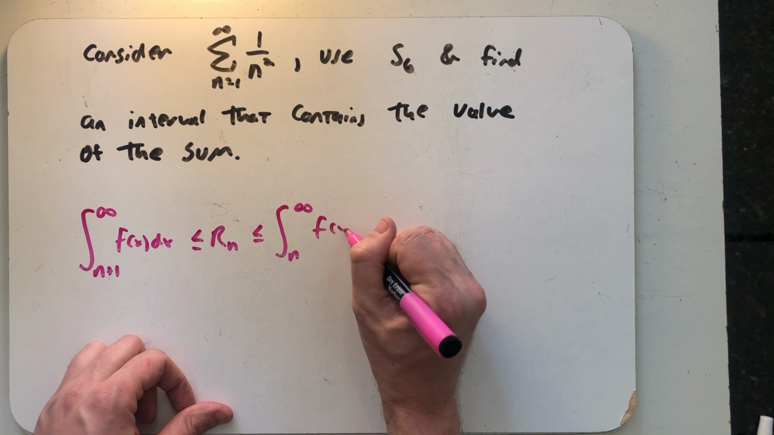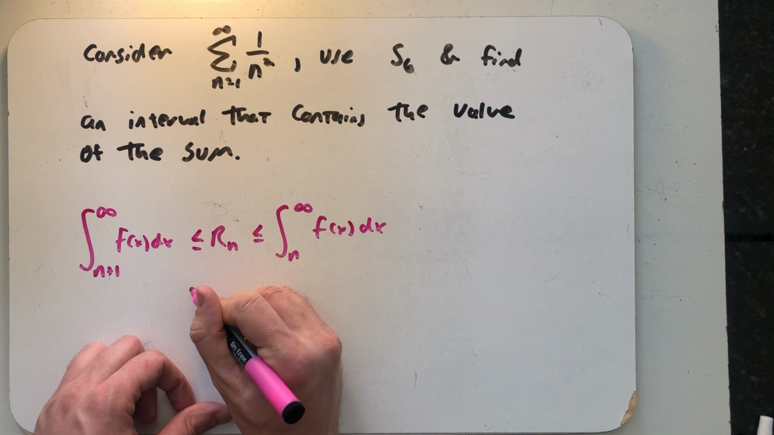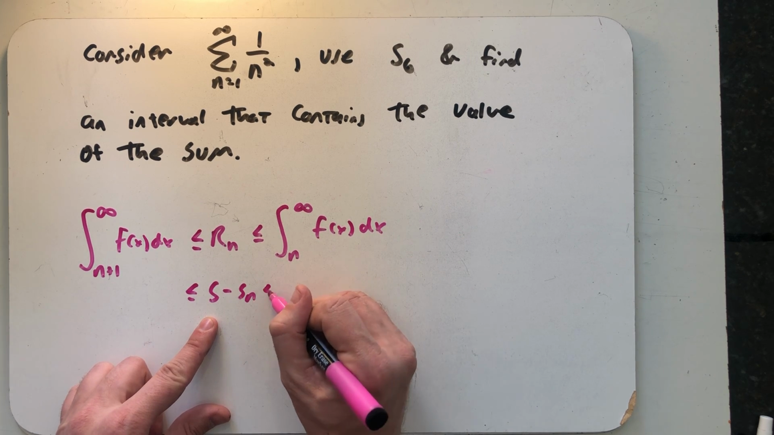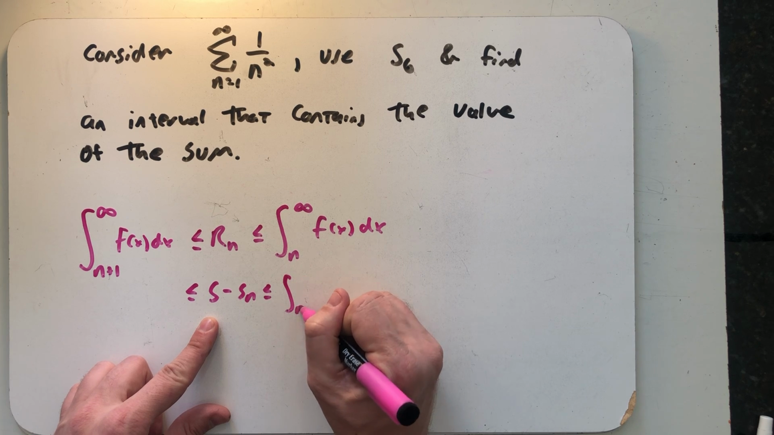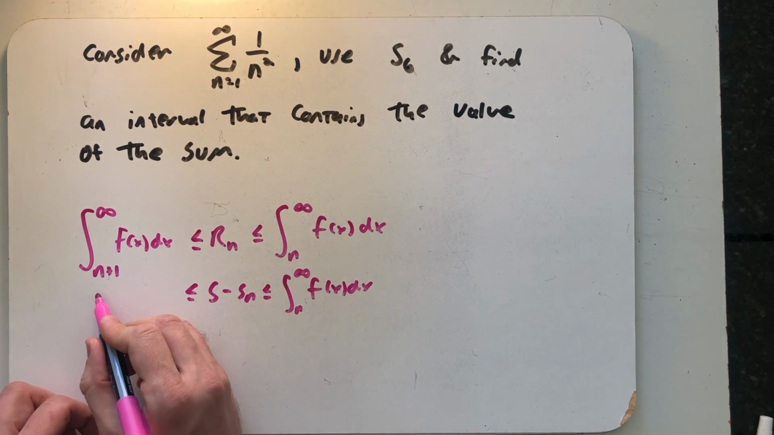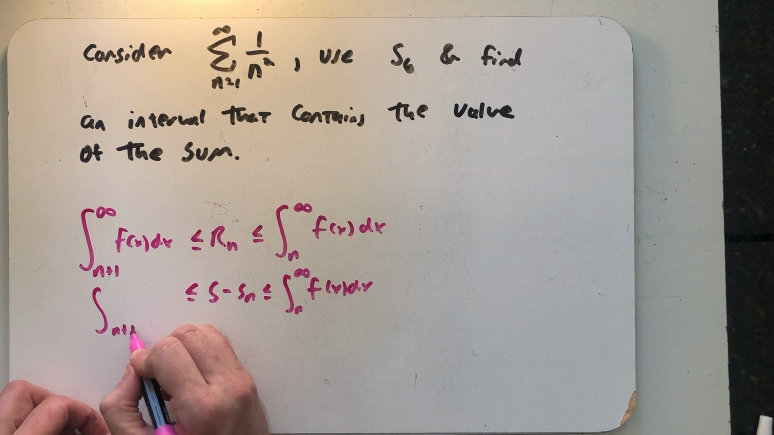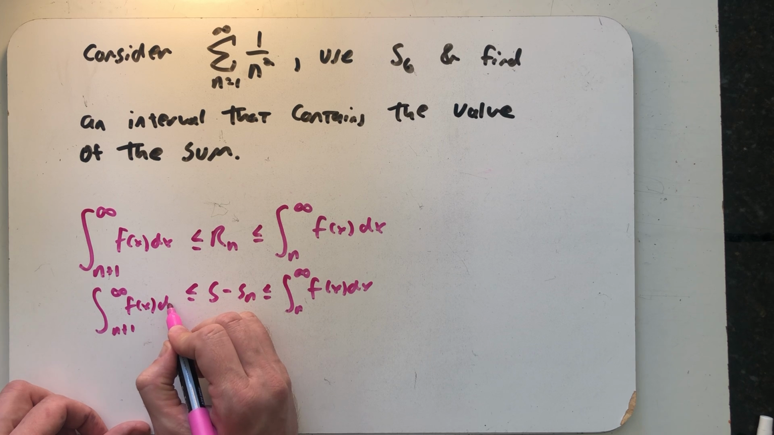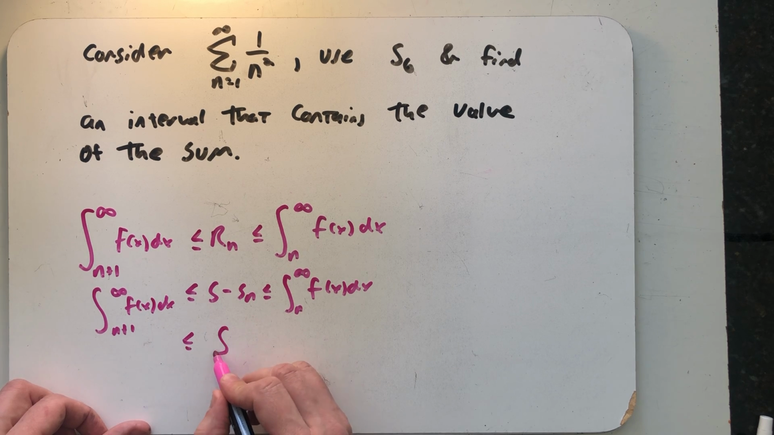Well, at the very end of that video, we discussed that the remainder could be thought of as the sum minus the nth partial sum, giving us this inequality. And then if we add s of n to each of the three pieces, we would actually get an interval for the true sum.